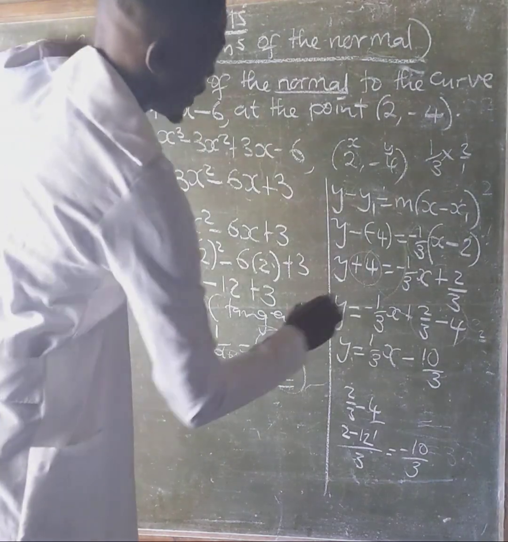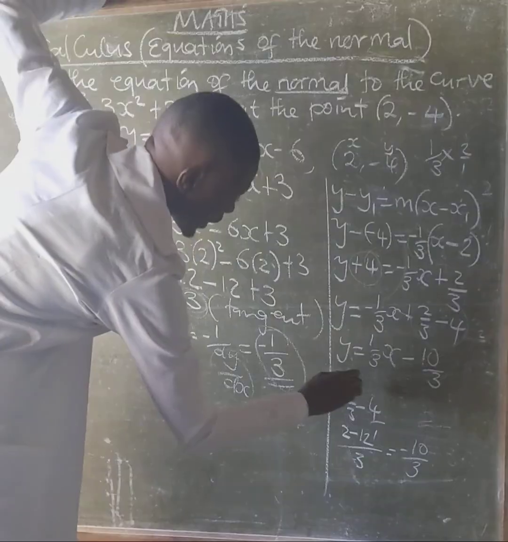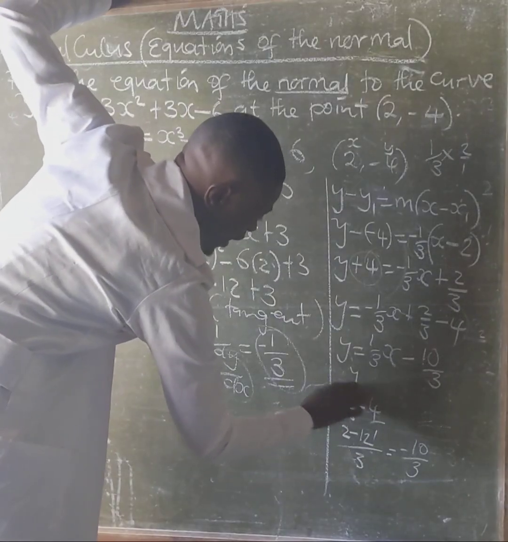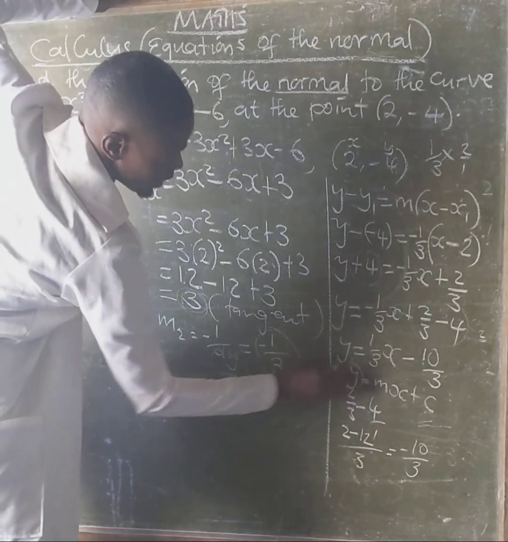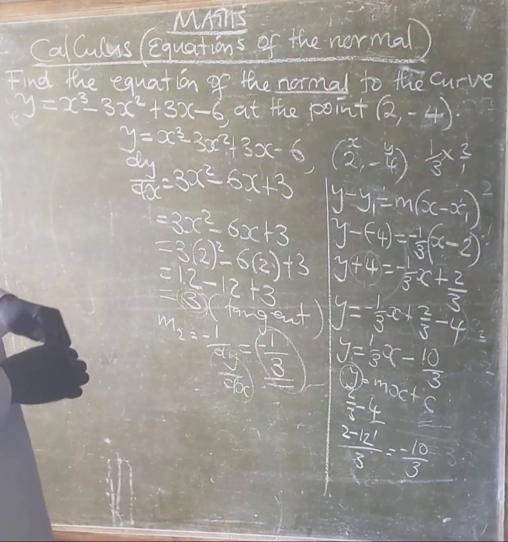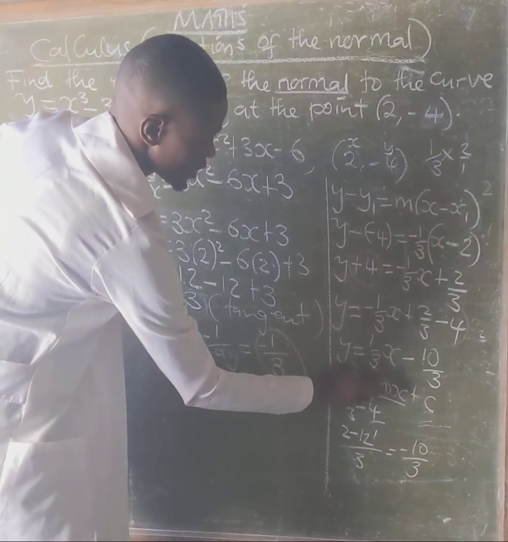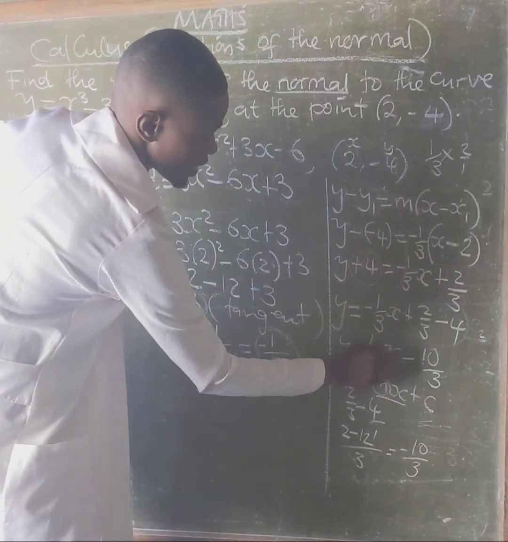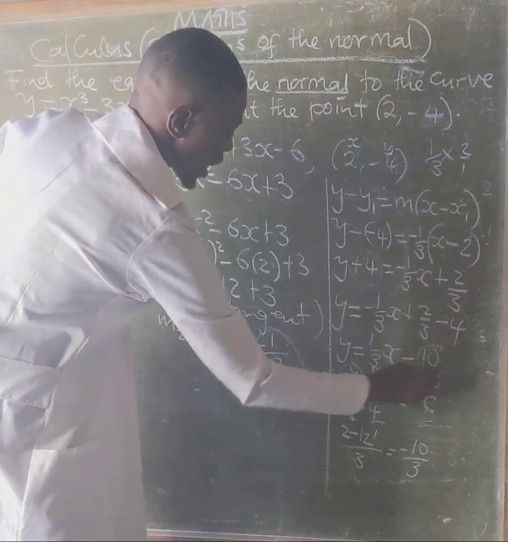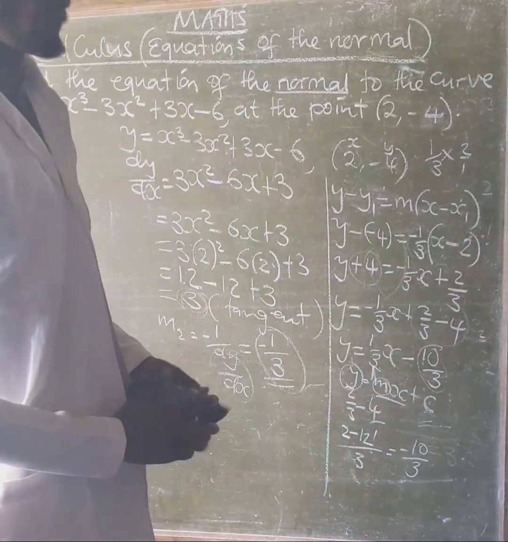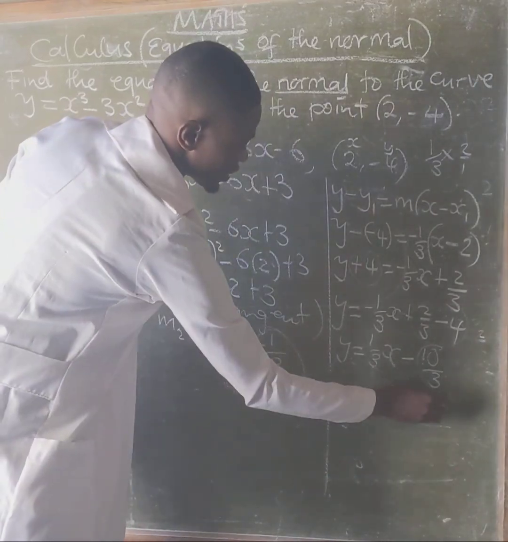After doing that, make sure that you check whether your equation is in standard form. The standard form of the equation of a straight line is y equal to mx plus c. So y is the subject of the formula, m represents the gradient, which is this part there, then x, and the constant is this one there. So our equation is in standard form, and we end here. This is our final answer.